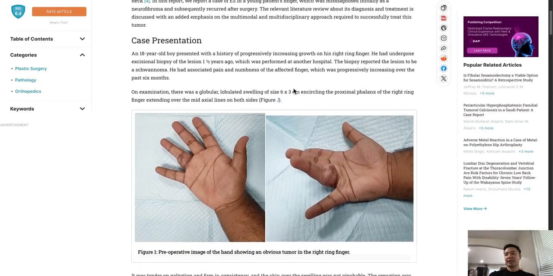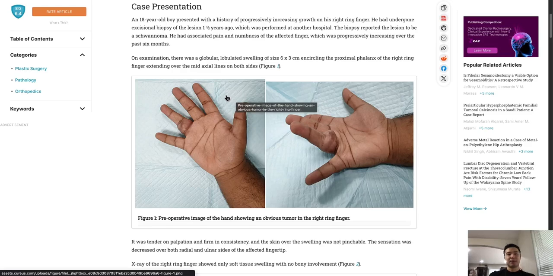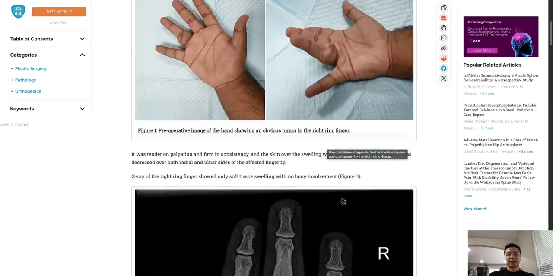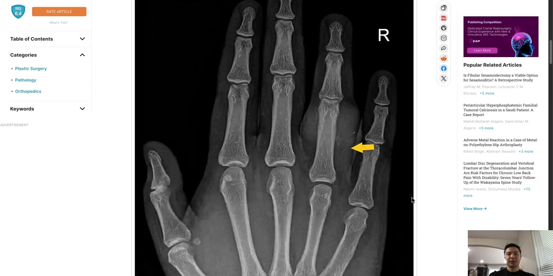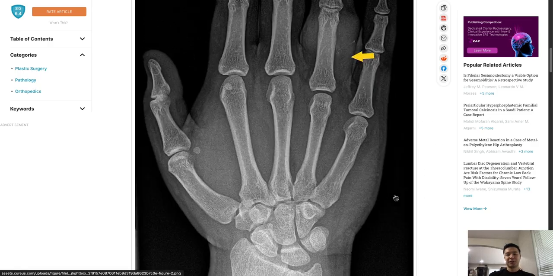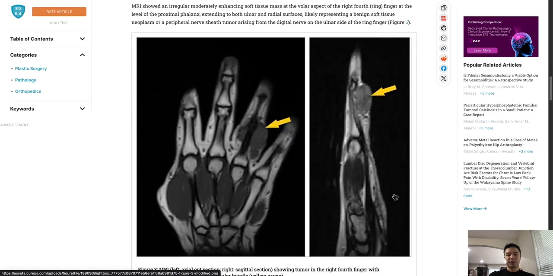And they're usually seen in young adults. This patient in particular was 18 years old. And you can see the tumor on the fourth digit right there. And here's an x-ray. As you can see, it's not a tumor of the bone, but it's around the bone in the soft tissue. And here's an MRI showing enlargement of the soft tissue right here.